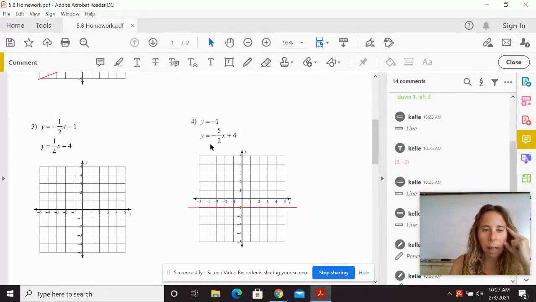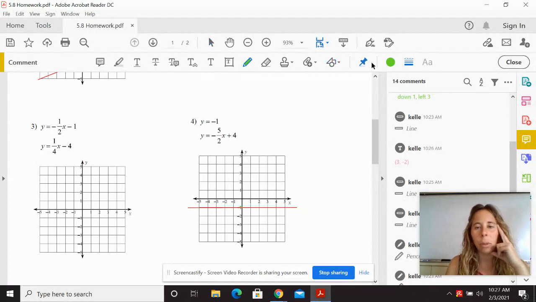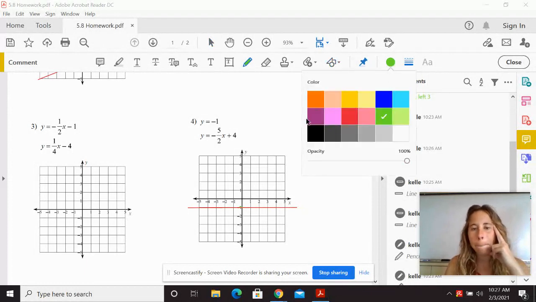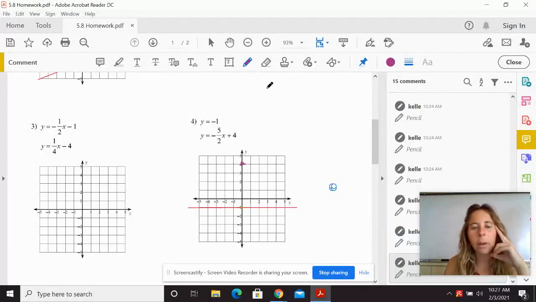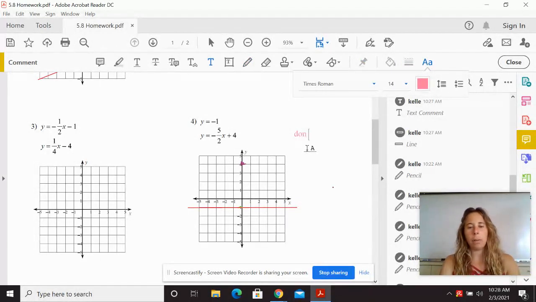So then let's graph our second line. Let me grab my pencil again and we'll make it purple. Our y-intercept for our second line is 4, 1, 2, 3, 4. So there's your y-intercept. Your slope is -5 over 2, which means we are going to go down 5, right 2, or up 5, left 2. So the opposite.